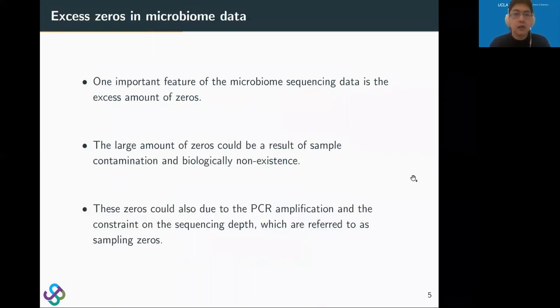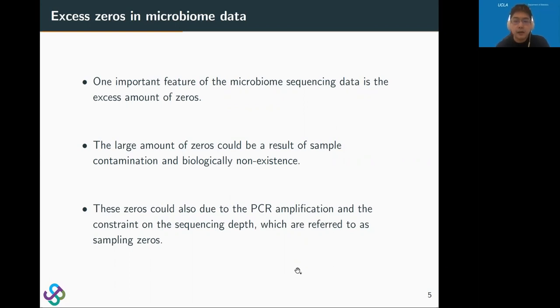One important feature of the microbiome sequencing data is the excess amount of zeros. The large amount of zeros could be a result of sample contamination and biological non-existence. I can use a very simple example. For example, if you are sampling the fecal samples of some patients, and one patient has just traveled to a foreign country, he may carry some foreign taxa. For those foreign taxa in the other patients, the abundance will be 0. That constructs the large amount of zeros.